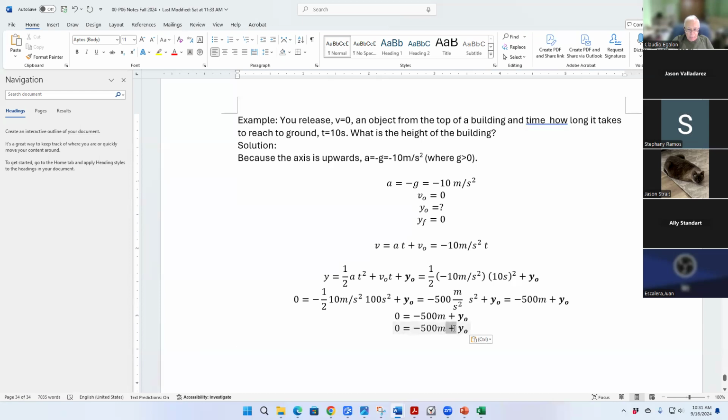Okay, that's going to be 500 meters. Why not? Okay. 10 meters per second squared, V not equal to 0. Okay, and minus 10, 10 seconds squared, and so on. Right, so I'm getting y naught equal to 500 meters.